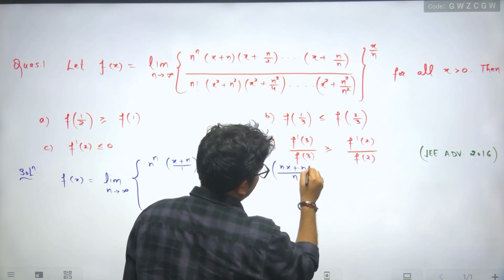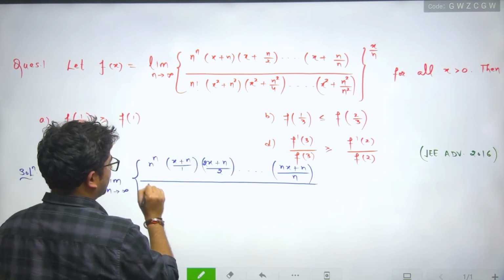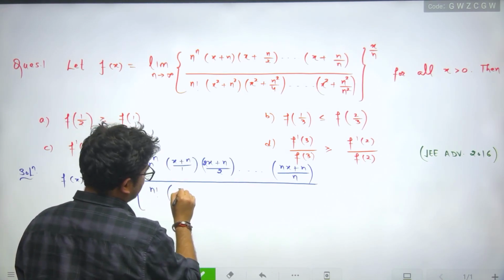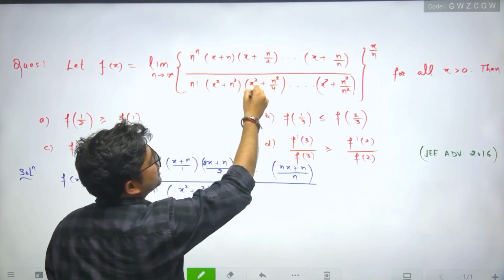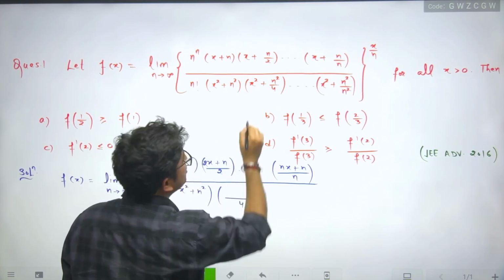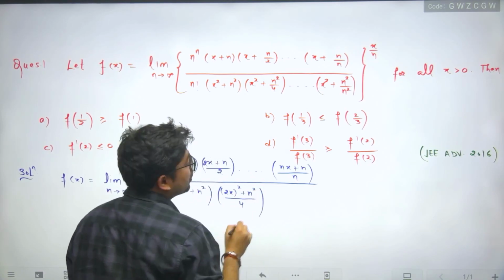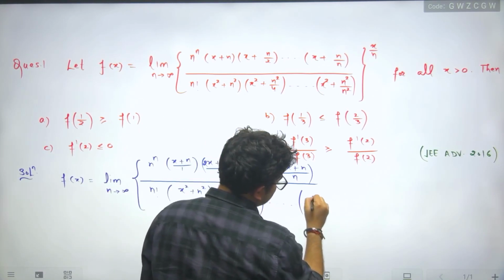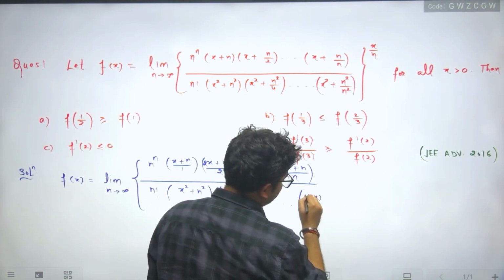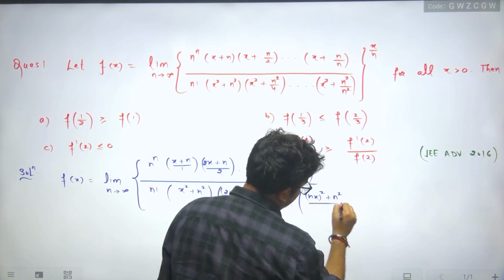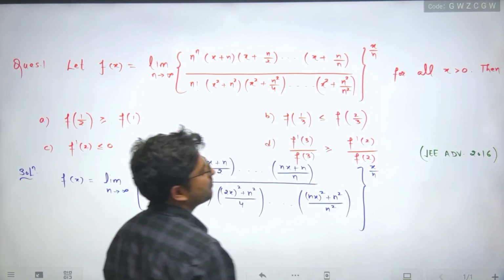whole divided by n. And this expression is divided by n factorial, and this can be written as x square plus n square. Next is 4x square. When you take the LCM, this is 4x square, that can be written as (2x) whole square. So (2x) whole square plus n square, into the next term, and when you take the LCM, this is (nx) whole square plus n square divided by n square, and whole to the power x by n.